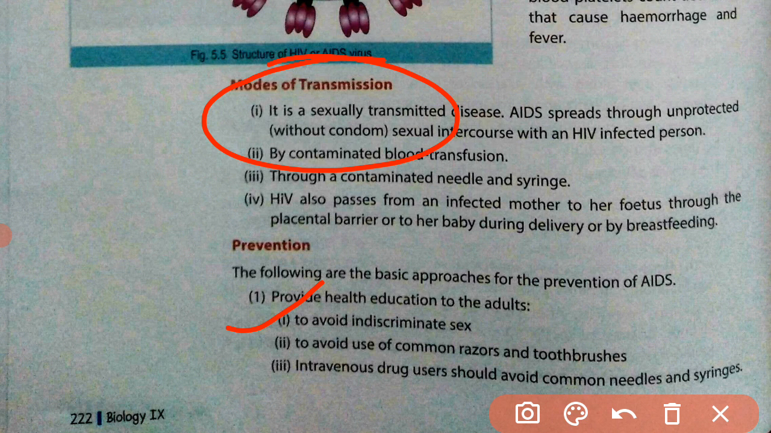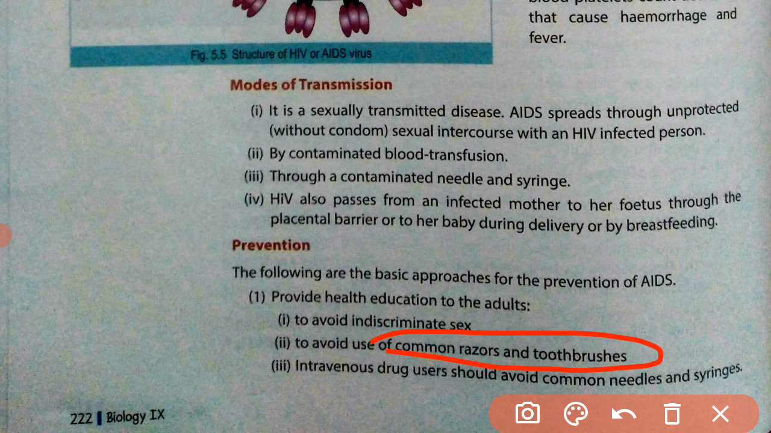If people are aware of the mode of transmission of this virus, they will not follow indiscriminate sex, they will not use common razors and toothbrushes, and they will not use the same syringe, same needle to take drugs, so the infection can be avoided.